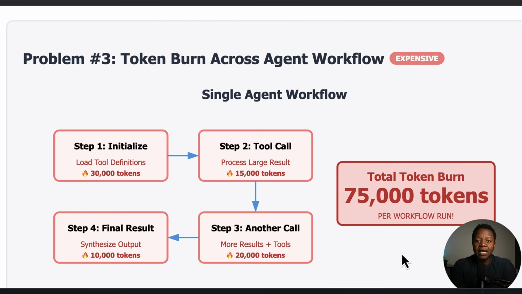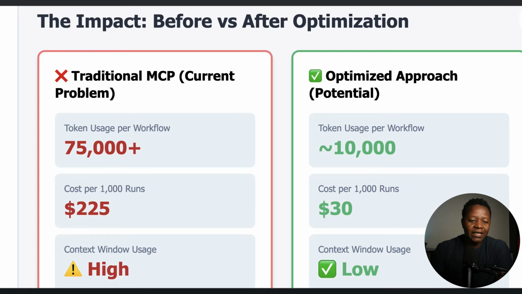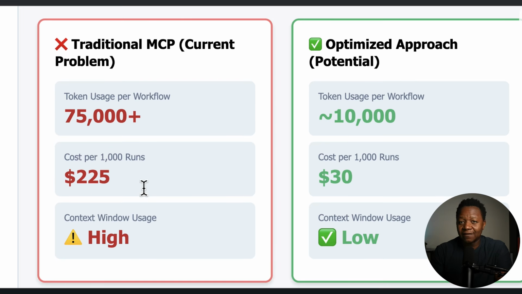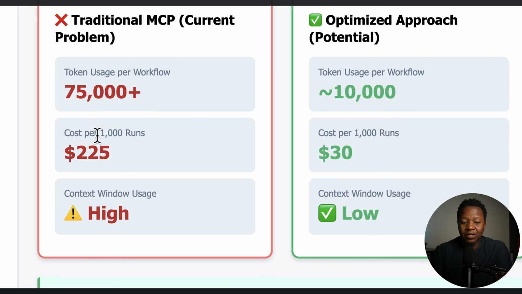This is why Anthropic had to find a solution for this. As you can see, it's imperative that we have a solution. And of course, we do have a solution by Anthropic. Here you can see the impact before versus after optimization. So stay tuned. Of course, I will show you exactly the whole map that I talked about. Okay, so traditional MCP, this is the current problem. We said we have a lot of token usage per workflow, and then the cost per 1,000 runs could be upwards of $225. Okay, this is production level.